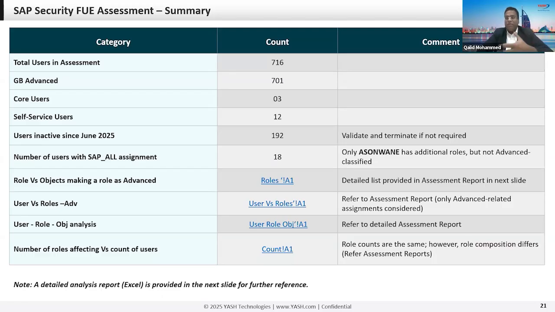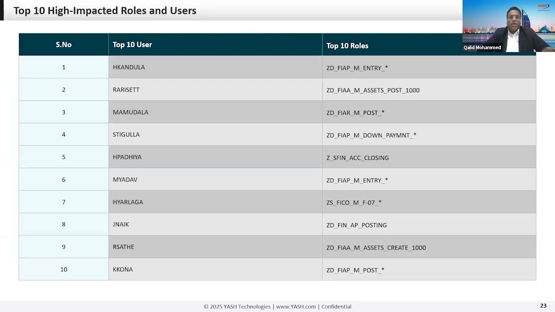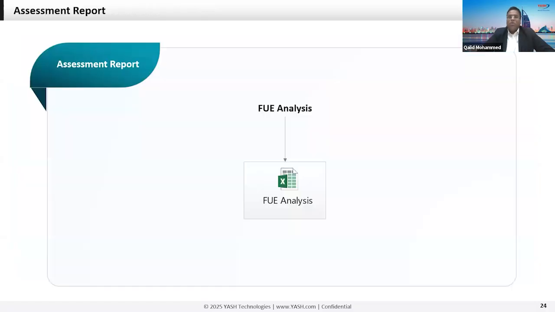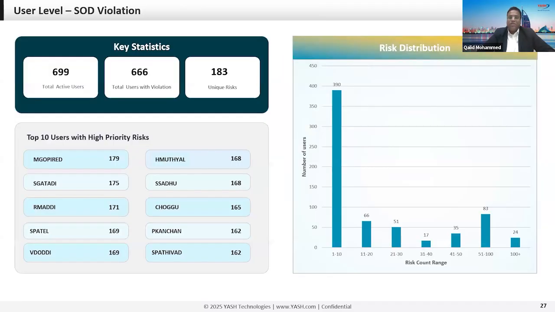So what are all those roles we've identified? We have an Excel sheet, we have the data in place, and that object is not necessary for that. So it needs to be discussed with the process owners and fixed. And then you can also see users versus roles, what roles are contributing to the advanced license. Here we also suggest optimization. How can we optimize? Fewer roles assigned to users will lead to lower FE utilization. And here are the top 10 users with top 10 roles, etc. All this information we do as part of the assessment, and this is the SOD analysis part.